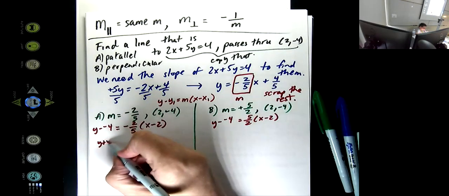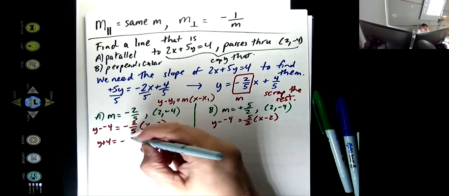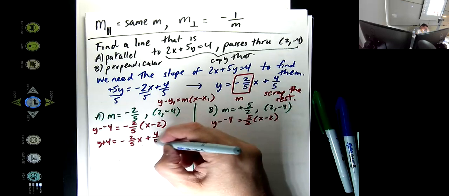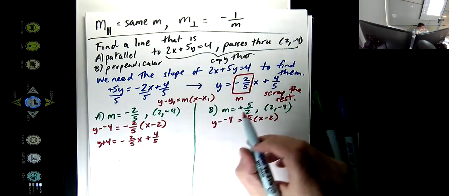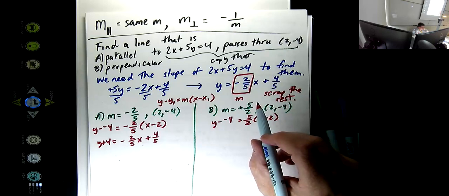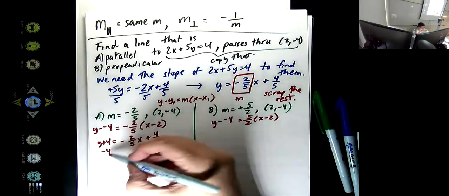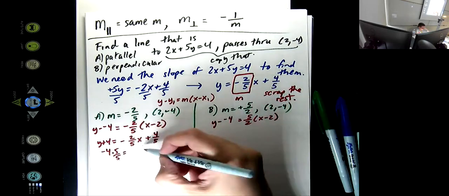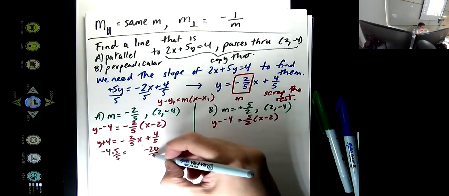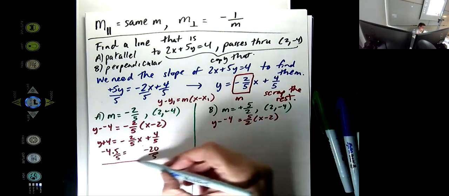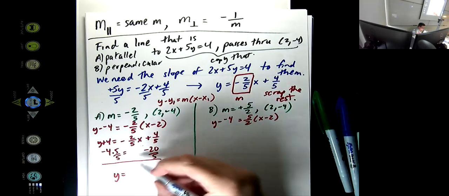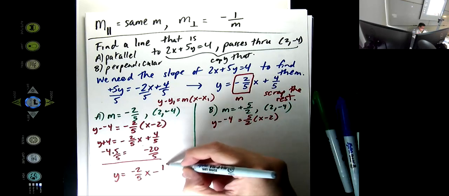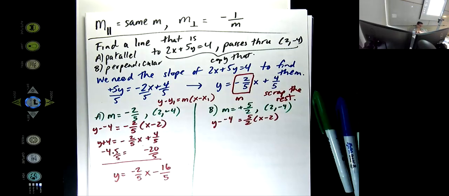So this is y plus 4. If I distribute, I have -2/5 x plus 4/5. I subtract 4; I want a common denominator, so I'll multiply it by 5/5, which means this will be -20/5 on this side. And I get y equals -2/5 x, and 4 minus 20 is -16, so -16/5.